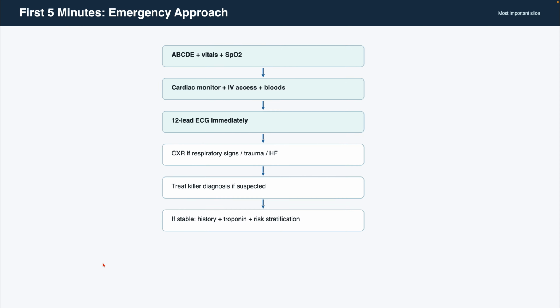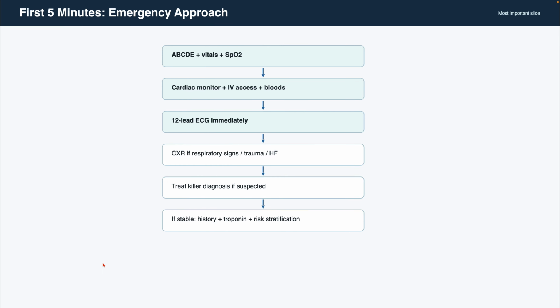Okay. So first, when the patient comes to the emergency, we'll approach them. First, we'll do the ABCD. Any emergency case, we'll do the ABCD. Then we check the vitals. We check the SpO2, and then we put on the cardiac monitor. We gain access to the veins, and if needed, if the patient is in cardiogenic shock or hypovolemic shock, we give the blood, we give the fluids.